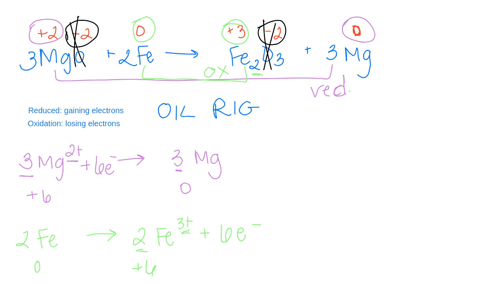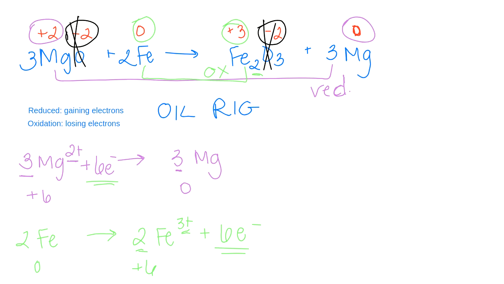Now, one way that you can tell that you're doing the problem correctly is if you end up with the same number of electrons in both of your half reactions. Because we can only give and take the same amount. We can't give 6 electrons and only take 2 electrons. We have to be balanced there. So this is a really good way to check yourself.